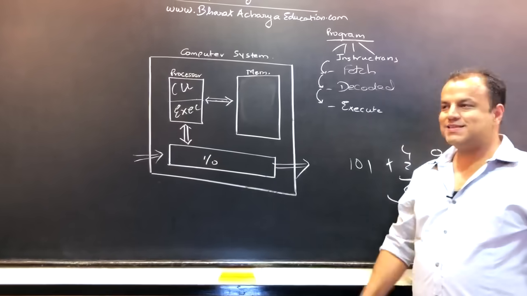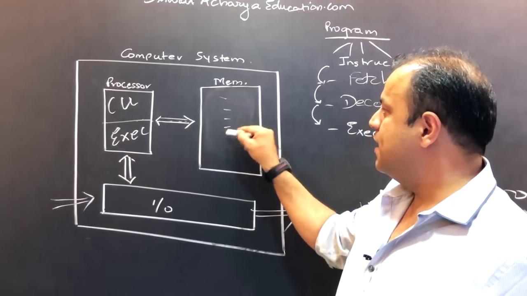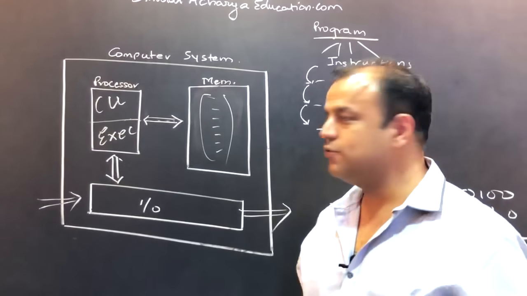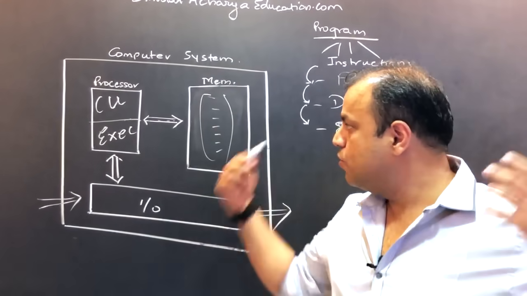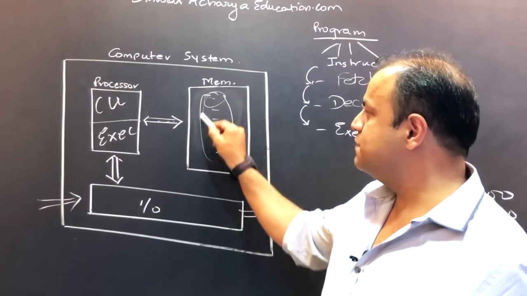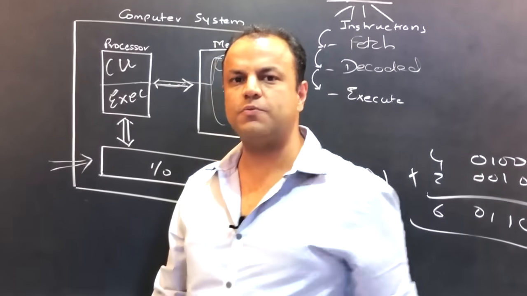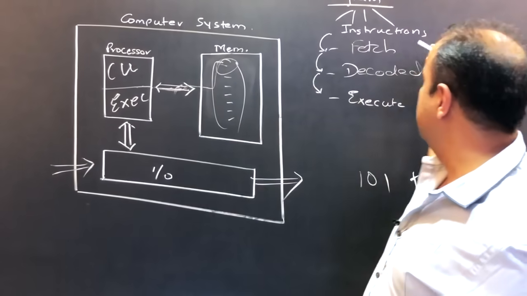Look here. I said the job of a computer is to execute programs. What is a program? A set of instructions. Where are those instructions stored? In the memory. Who is going to execute them? The processor. How? Every instruction first of all will be fetched into the processor. Are you listening? Will be fetched into the processor. How? Using these buses. So that is fetch.